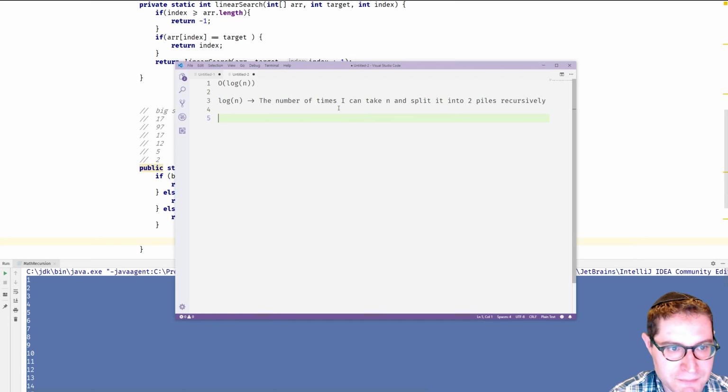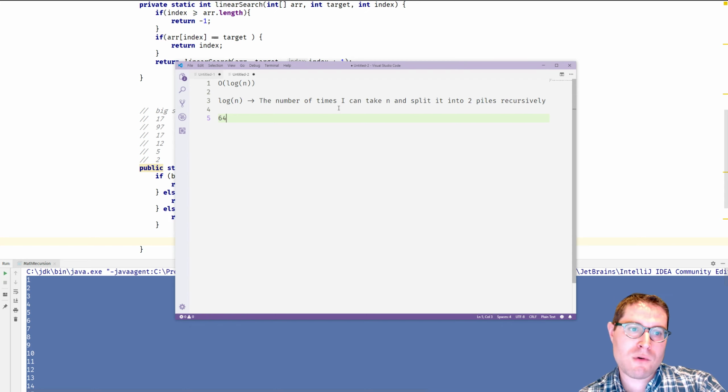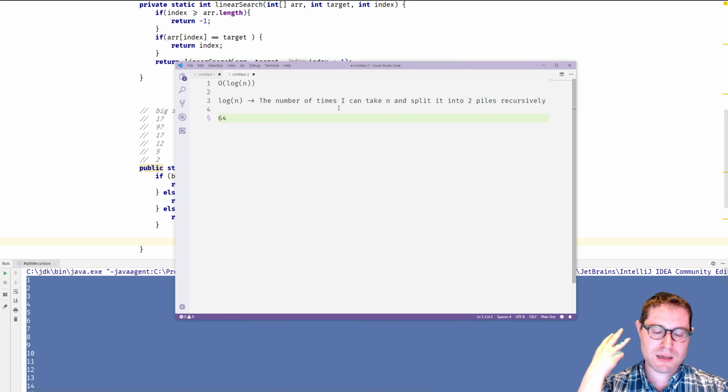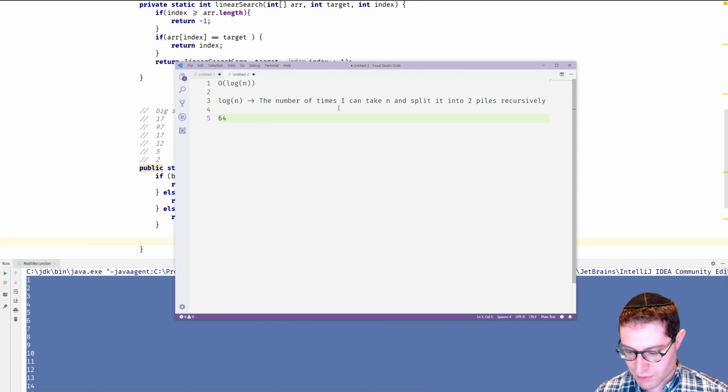And what do I mean by that? Well, let's take log base 2 of 64. We should know that 64 is 2 times 2, so that's 4, 8, 16, 32, 64. So 2, 4, 8, 16, 32, 64. That should be 6, assuming I didn't completely mess up there. But we know that from doing 2 to the 6th.